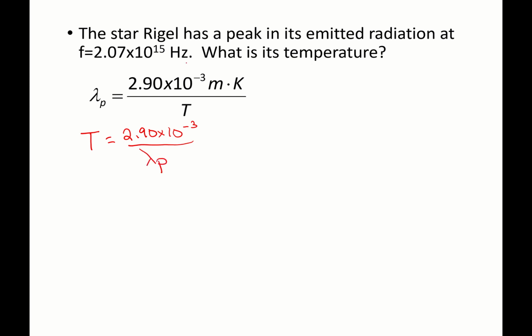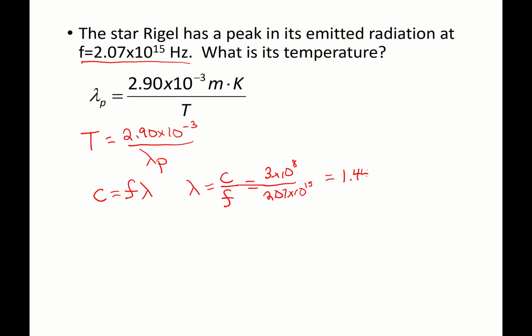Now what do they give us? They give us the peak frequency. So we're going to have to turn frequency into wavelength. So remember, c is equal to f times lambda. So lambda peak is going to be the speed of light divided by the peak frequency. So it's going to be 3 times 10 to the 8 divided by 2.07 times 10 to the 15. And so I get a peak wavelength of 1.449 times 10 to the minus 7 meters. And then that is what I'm going to put into that equation there.